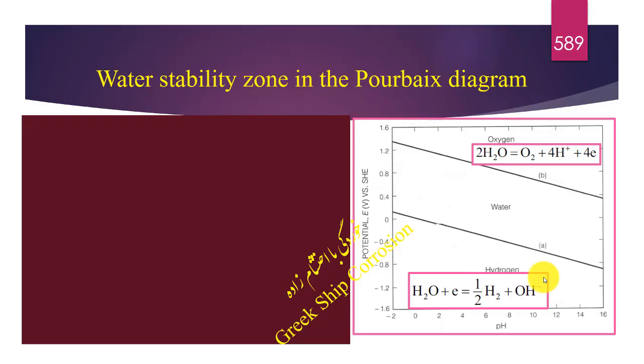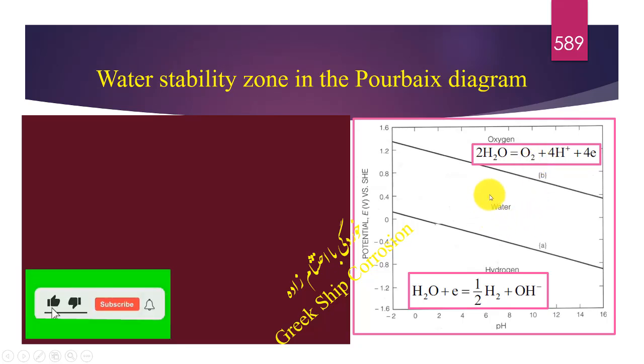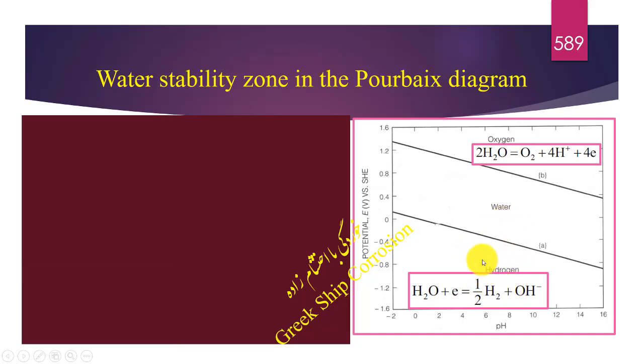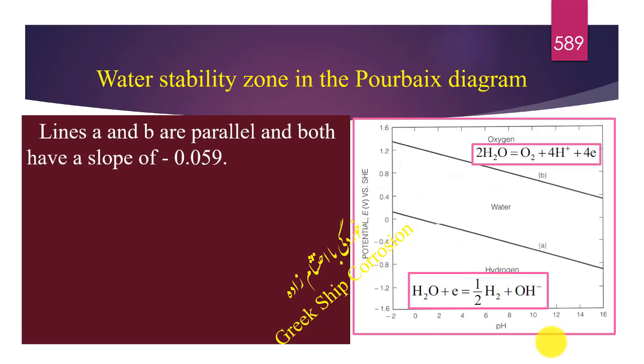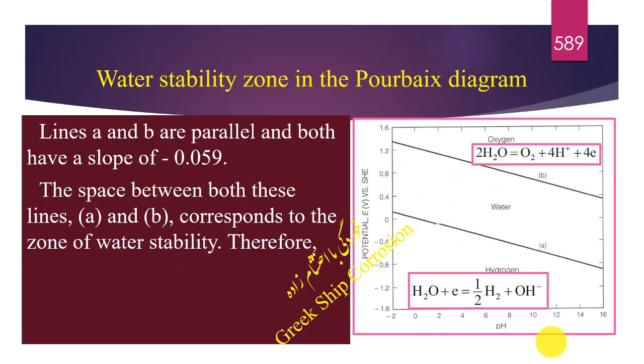Water stability zone in the Pourbaix diagram. Here is the zone of oxygen stability, here is the zone of water stability, and here is the zone of hydrogen stability. Lines A and B are parallel and both have a slope of negative 0.059. The space between lines A and B corresponds to the zone of water stability.